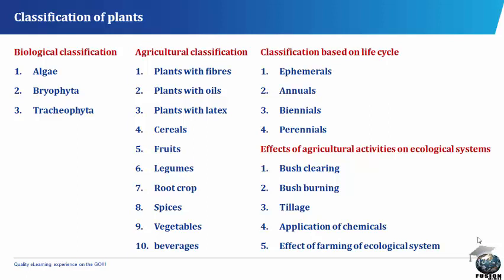The following are effects of agricultural activities on ecological systems. 1. Bush clearing. 2. Bush burning. 3. Tillage. 4. Application of chemicals like fertilizer and herbicide. 5. Effects of farming on the ecological system. Shifting cultivation, animal production, and commercial trees also affect the ecological system.